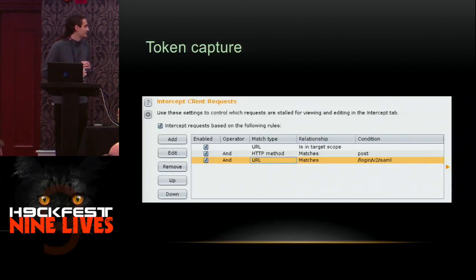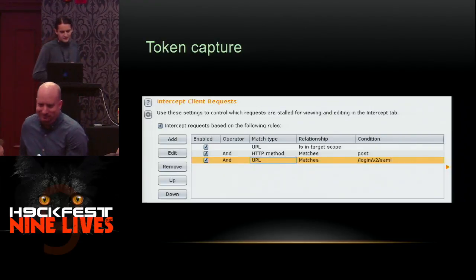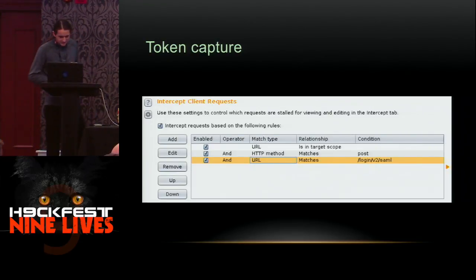And this was stupid simple to do with Burp. All we had to do was go to the intercept configuration, intercept a client request. It matches some Boolean conditions. That's a made-up URL to log in v2 SAML. Don't try to figure out what application this was. But it looked like this.